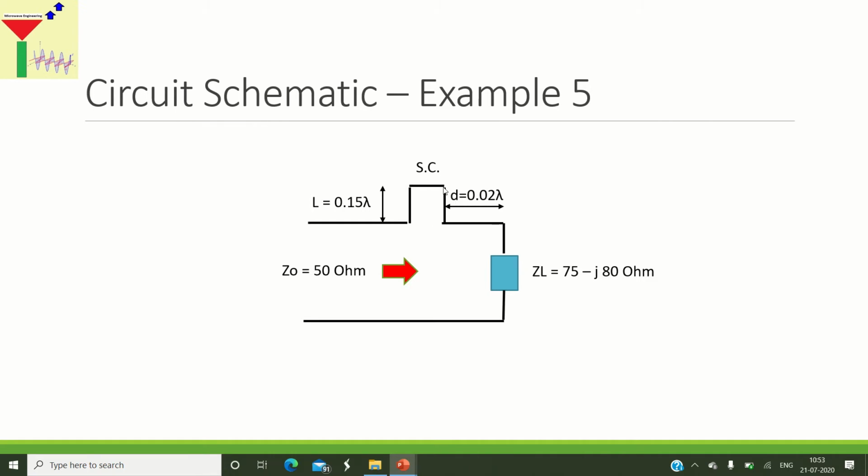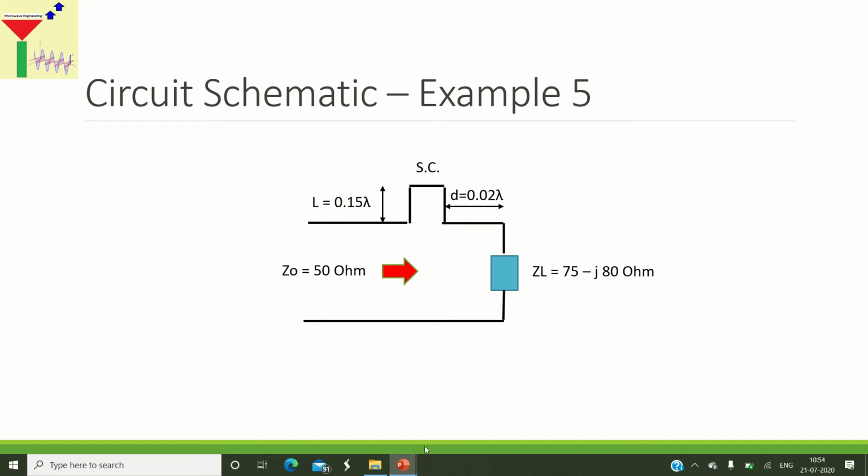How is that stub located? It is located at a specific distance from the load impedance, at d equal to 0.02 lambda. The length of that stub we found to be 0.15 lambda, and the stub at the end is short circuited. This is the complete schematic diagram of our single series short circuited stub, and this completes the design procedure.